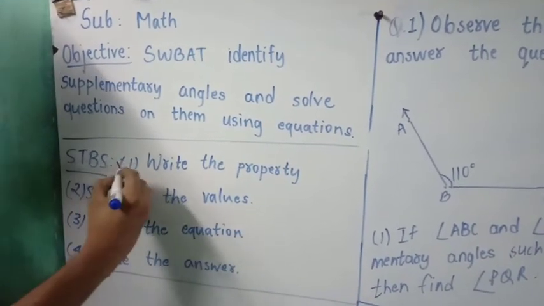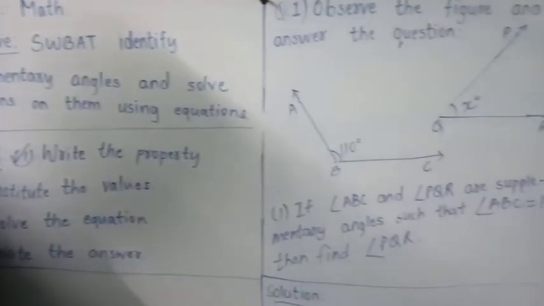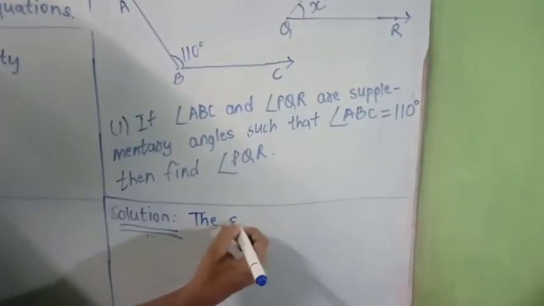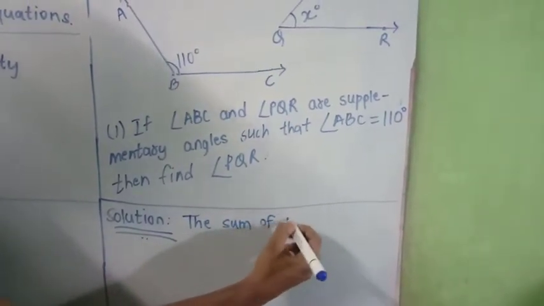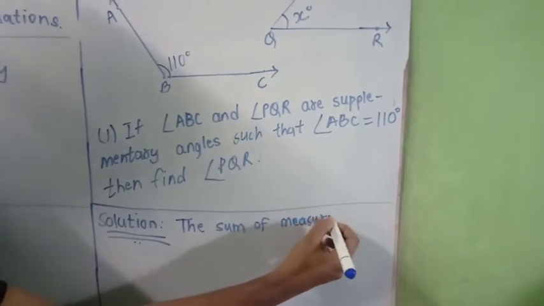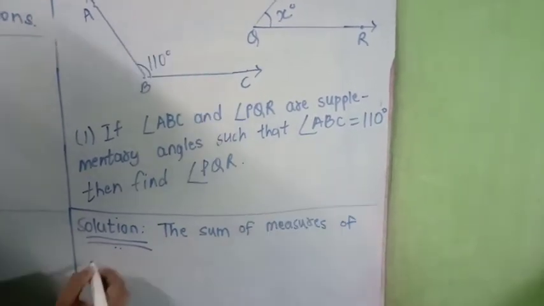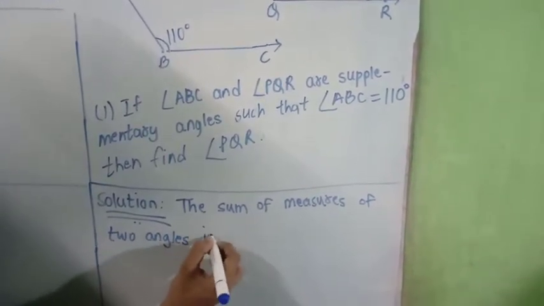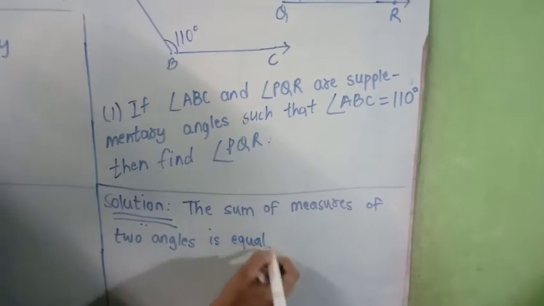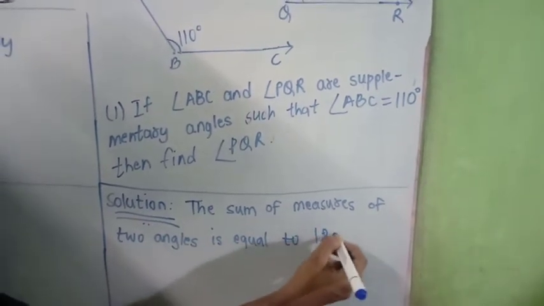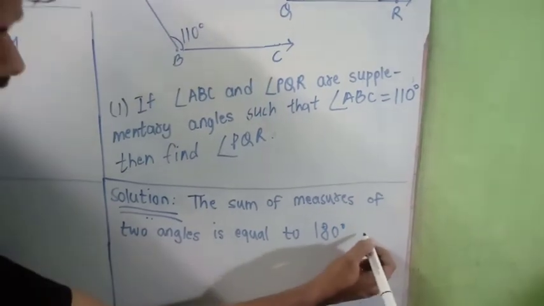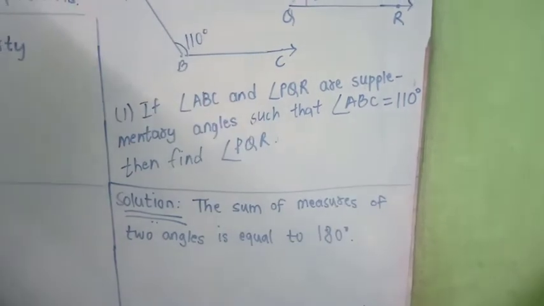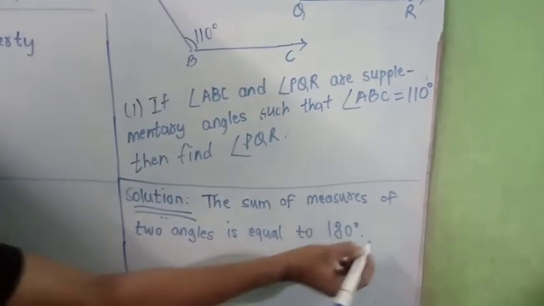So I will write down the property here. The property is the sum of measures of two angles is equal to 180 degrees. If they are complementary it is 90, and if they are supplementary angles, that means they are of 180 degrees.